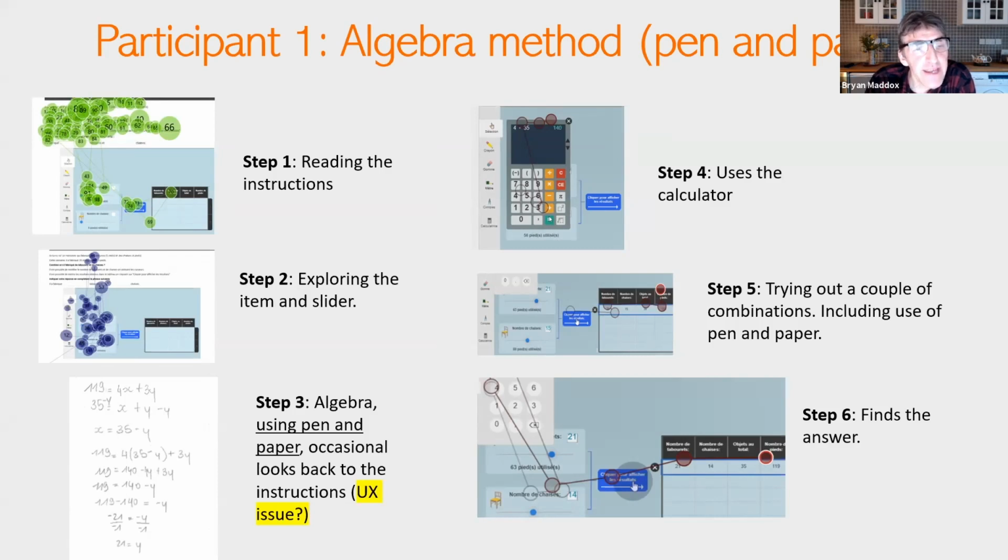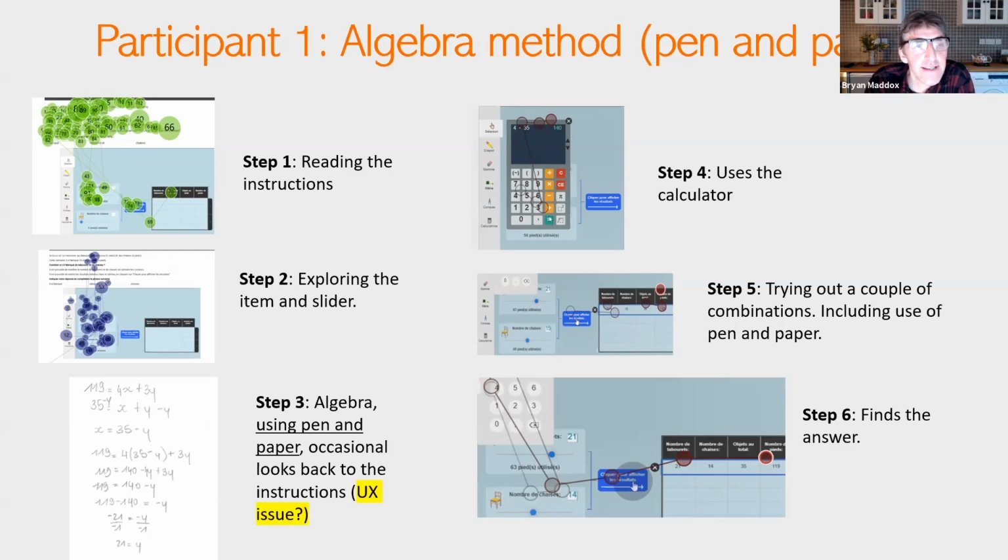But then she does something else, which is she leaves the computer behind, and at that stage we don't get any click data. So we're dealing with something that's happening between the clicks, but we also get a huge gap in the eye tracking data. So what's going on here is that she's using pen and paper, and she's using algebra with occasional looks back at the item just to check on the content as she's doing this algebraic calculation.